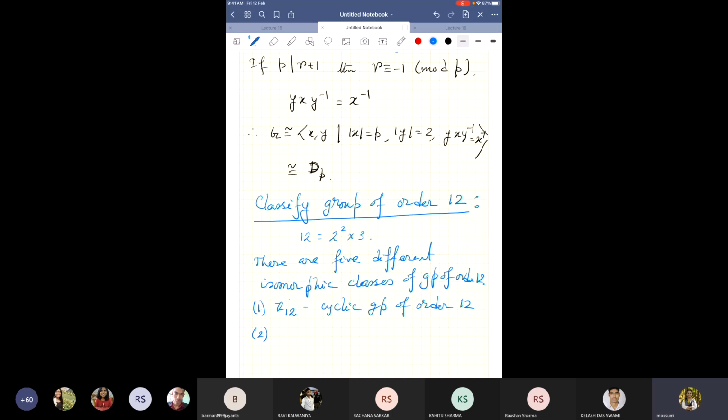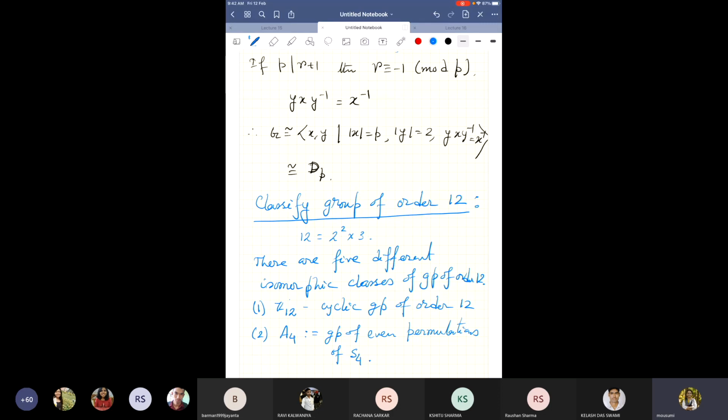Second is the A4. Do you know what is A4? Yes, ma'am. It's a group of even permutations of S4. Did I say the notation AN in general to denote the group of even permutations of SN? Yes, ma'am. Okay, that's good. So these are the two different types.